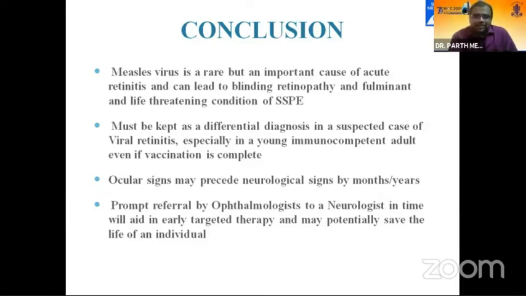It must be kept as a differential diagnosis in a suspected case of viral retinitis, especially in a young immunocompetent adult, even if vaccination is complete. And prompt referral by an ophthalmologist to a neurologist in time will aid in early targeted therapy and may be life-saving. Thank you for your patient listening.